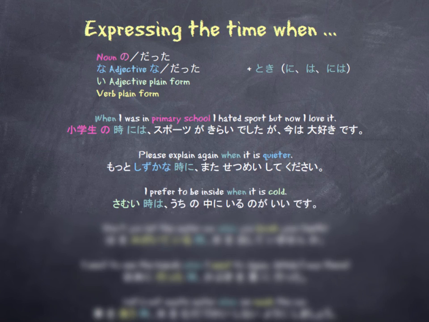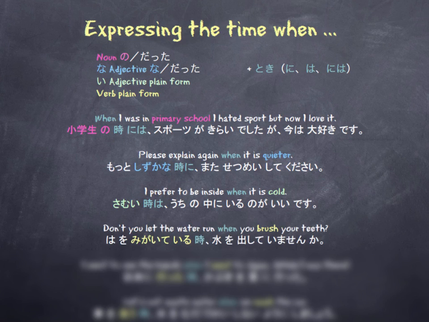So let's take a look at another example. I prefer to be inside when it's cold. 寒い時は家の中にいるのがいいです. In this case, we have our e adjective, and it's just in its plain form. And then we've attached toki wa. So if you have a look here, we've already used 3 different particles after the word toki. In the first case, we've got ni wa. In our second example, we have ni. And in our third example, we have wa.